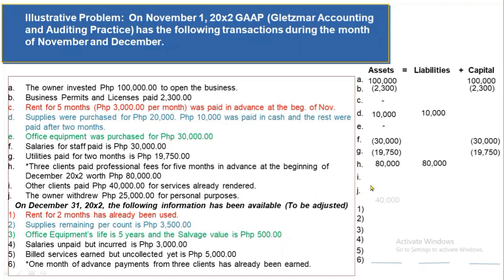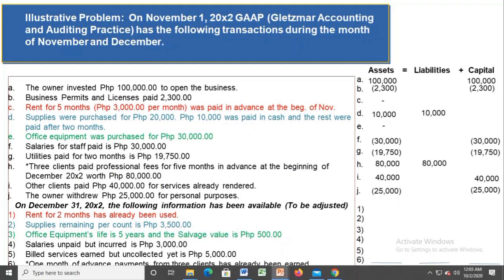So logically, we just need to add 40,000 to our total assets and also add the same to the capital because they're already considered as revenues, because services are already rendered. And lastly, letter J, the owner withdrew cash 25,000 for personal purposes. So withdrawals, according to our discussion a while ago, by the owners are deducted from the capital account, and you also deduct the total assets by the amount of the withdrawal. So let's go now to the transactions for adjustment.